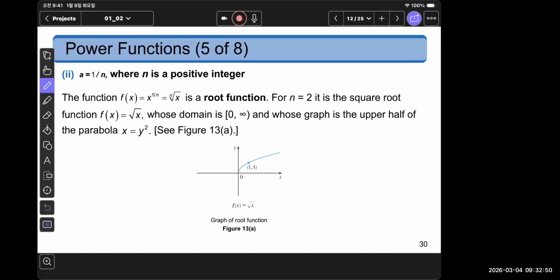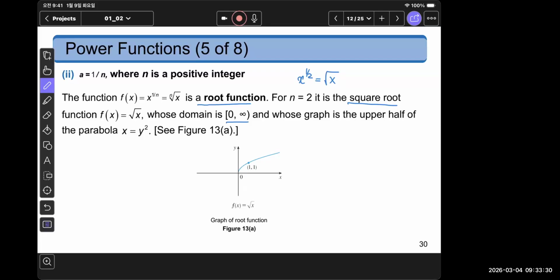If a is 1 over n, where n is a positive integer, then you have a root function. So for example, when n is 2, then you get x to the 1/2 power, which will be the same as the square root of x. So that will be the square root function. And for that function, the domain is the non-negative values. And the graph will be the upper half of the parabola, as in figure 13a.